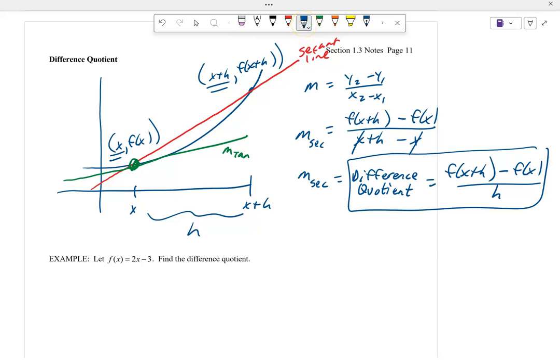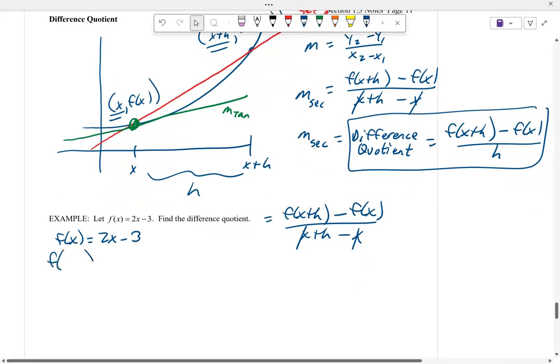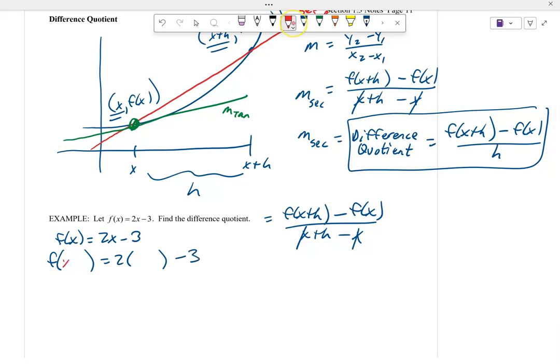So the difference quotient is f of x plus h minus f of x, that is y2 minus y1 over x2 minus x1. But again, the x's cancel, so you just have the h on the bottom. So let's go ahead and find the difference quotient for this one. Here we have f of x is 2x minus 3. Well, notice in the difference quotient, I need f of x plus h. So I've got to throw in x plus h anywhere I see an x. There's my f of x plus h.